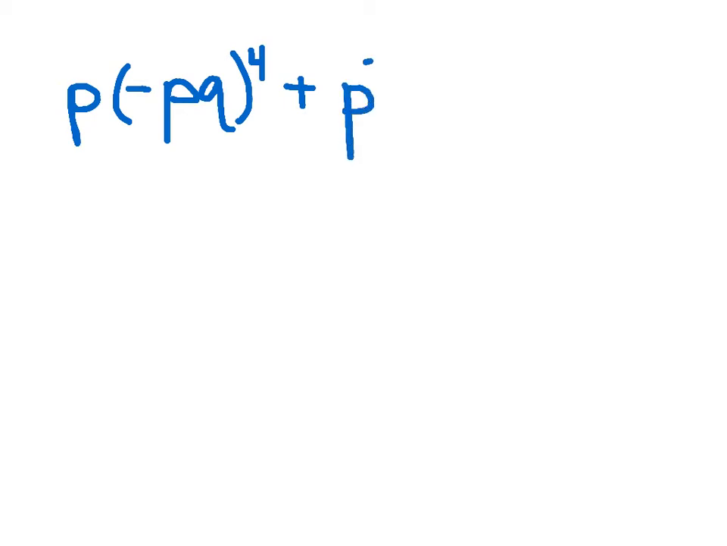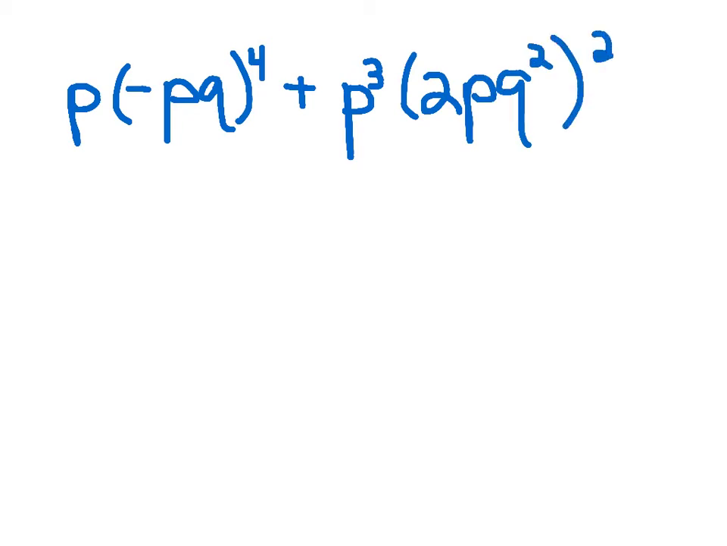Let's take more steps involved. Let's say that I want to talk about p times negative pq, and then that is being raised to the 4th power. And let's say I'm going to first multiply. Add it to p to the 3rd times 2pq squared to the 2nd power. Okay, we've got our little me firsts.